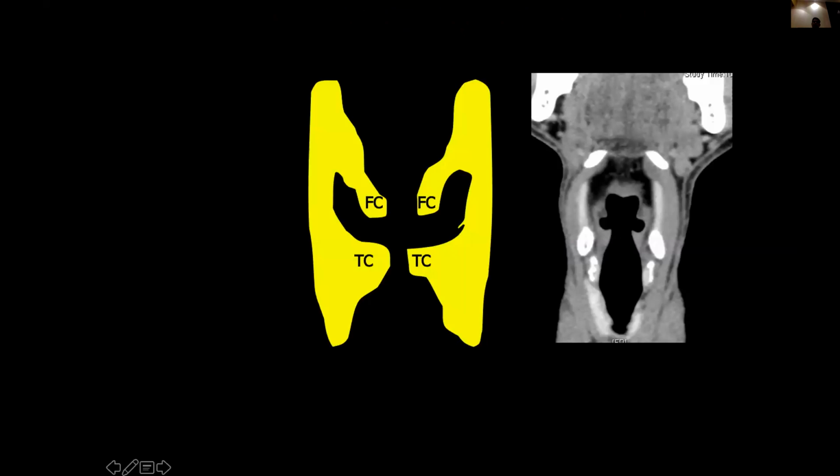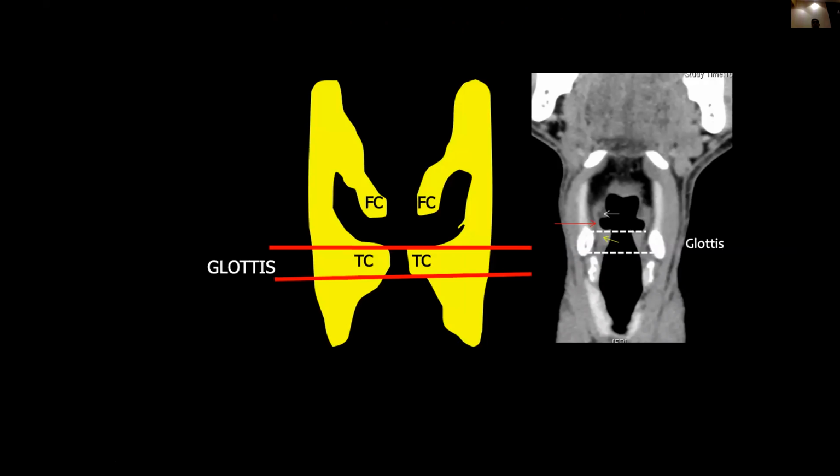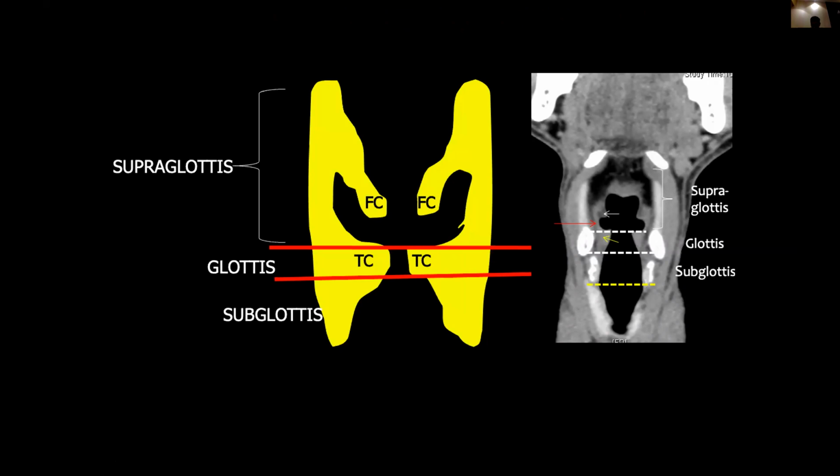So let's now discuss the anatomy of the larynx and hypopharynx. We have the larynx, which is divided into three parts. The glottis, which is bounded by the true cords. So the true cords are at the level of the glottis, and this forms the part of the glottic space proper. Superior to this are the false cords and the ventricle, and this is the part of the supraglottis. Inferior to the glottis is the subglottis.